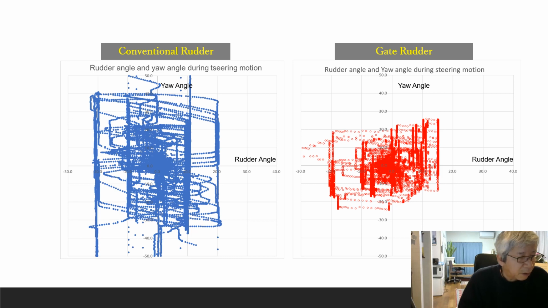So the Gate Rudder can contribute very remarkably to changing the course of the vessel in the beginning of the steering. This is the conclusion. Okay, thank you very much today.